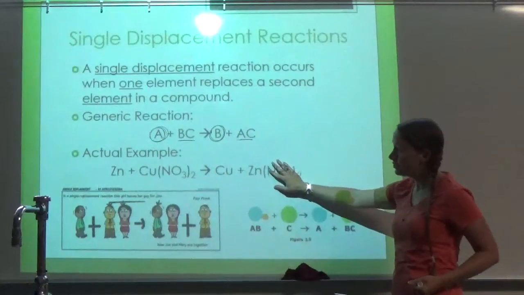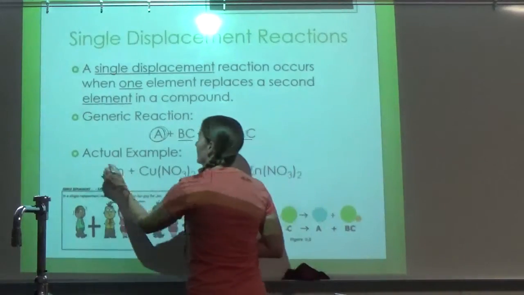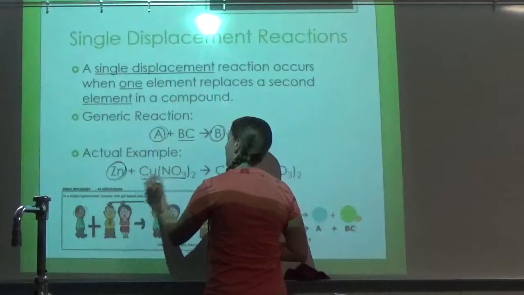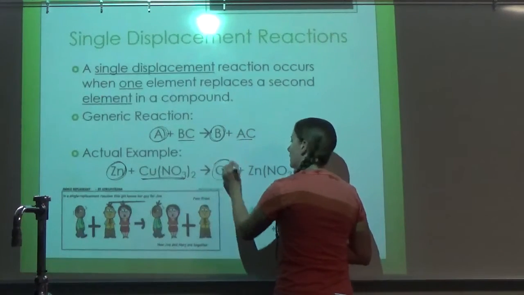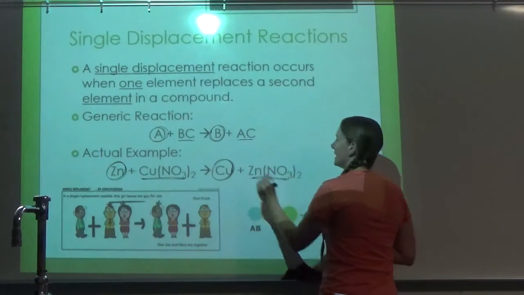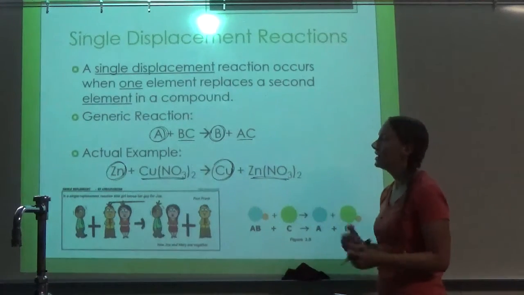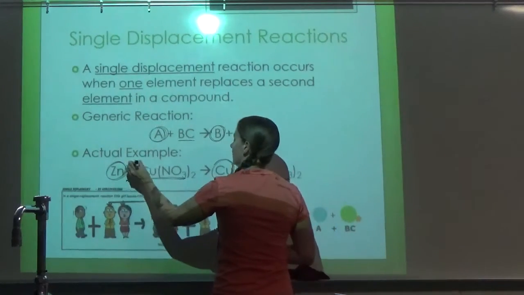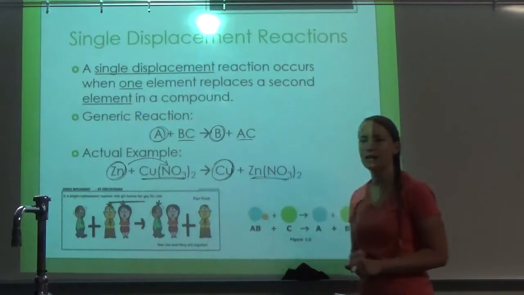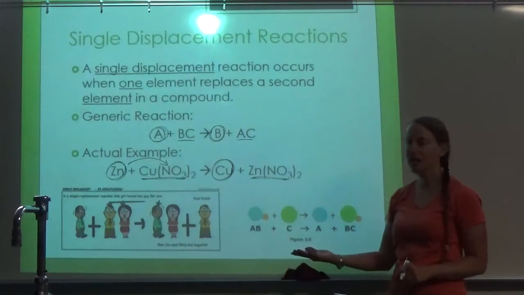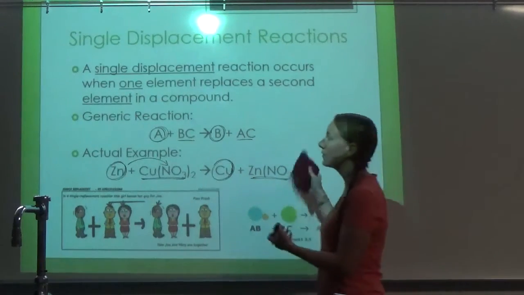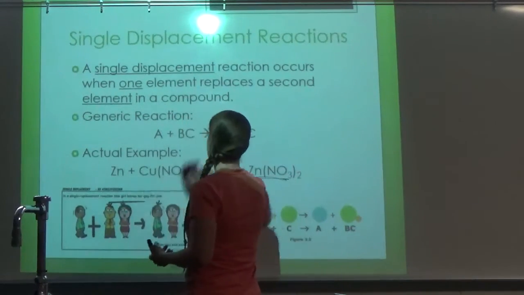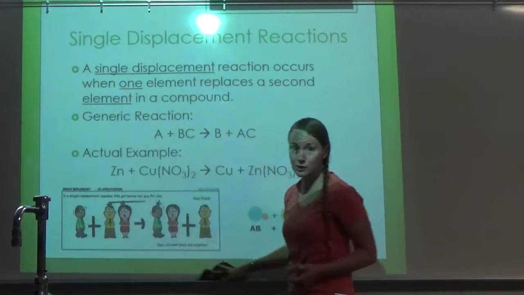So here's an actual example. So here we have zinc by itself, and copper is bonded to nitrate. On the other side, copper is now by itself because zinc has bonded with nitrate. Okay, so what happened is zinc said, I'm going to bond with nitrate, and copper gets kicked to the side. Okay, so something is single on both sides. That's important for recognizing what type of reaction, especially once we then talk about double displacement.